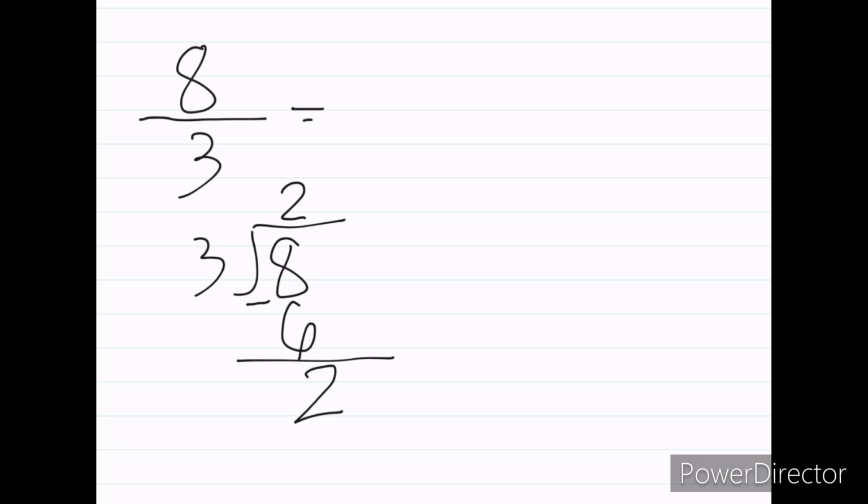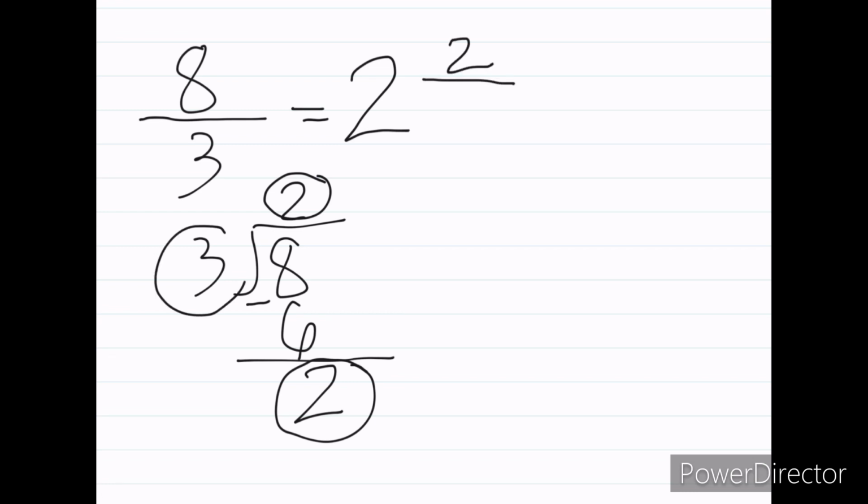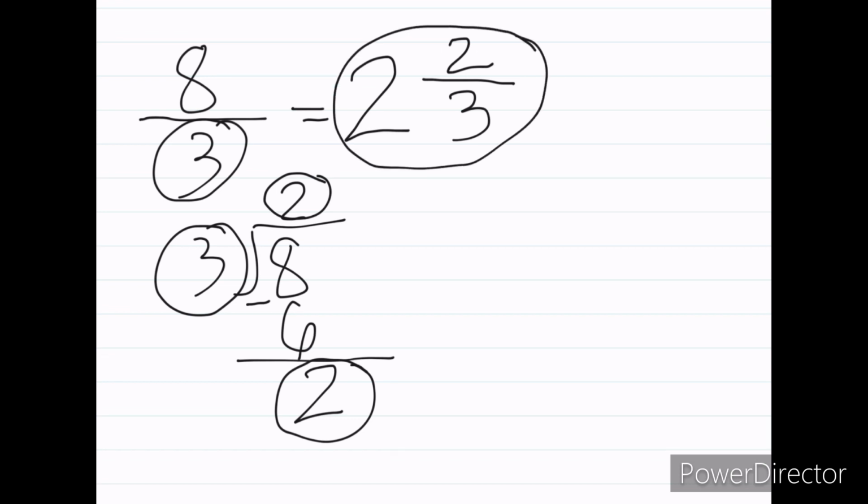Now, we are going to write that into a mixed number. So this is our quotient, which is 2, and it will serve as our whole number. This is our remainder, which is also 2, and it will serve as our numerator. And this is our denominator, which is 3, or just simply copy the 3. So therefore, 8 over 3, when you convert that into a mixed number, is equal to 2 and 2/3.